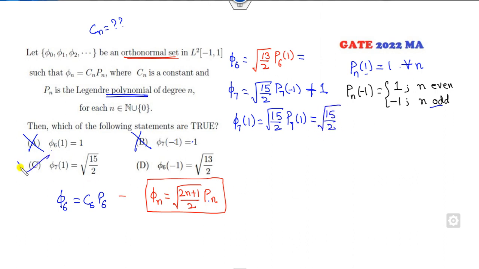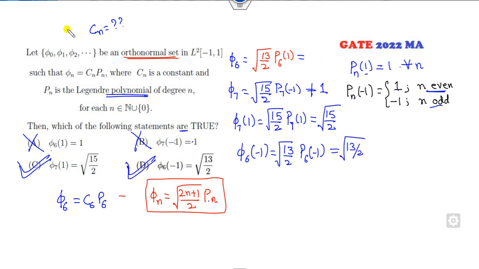So this is the right option, because there are more than one correct option. Phi of 6 minus 1. So 13 over 2, P of 6 minus 1. P of n, n is my even. So answer is plus 1. So 13 over 2 is the correct option. So the right answers are C and D, my correct options of the problem.